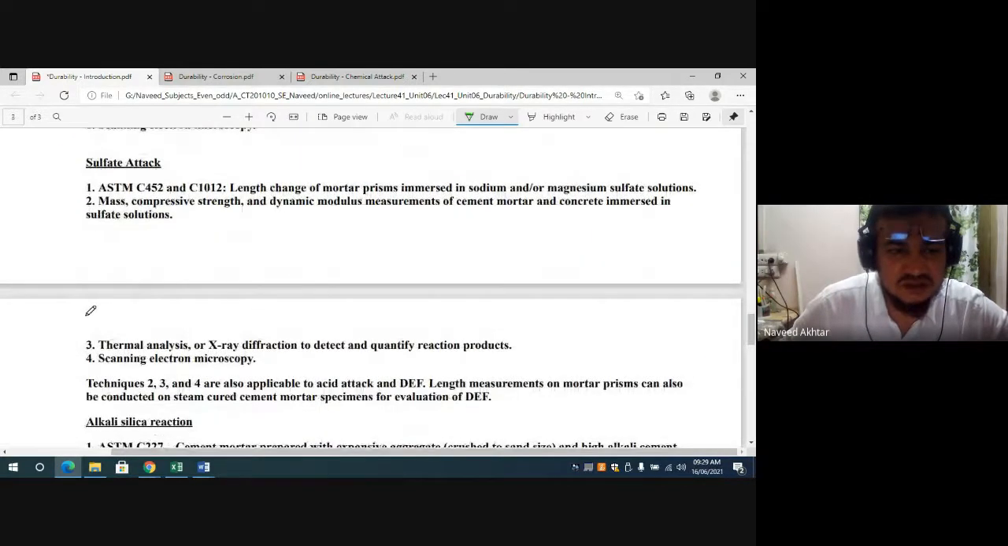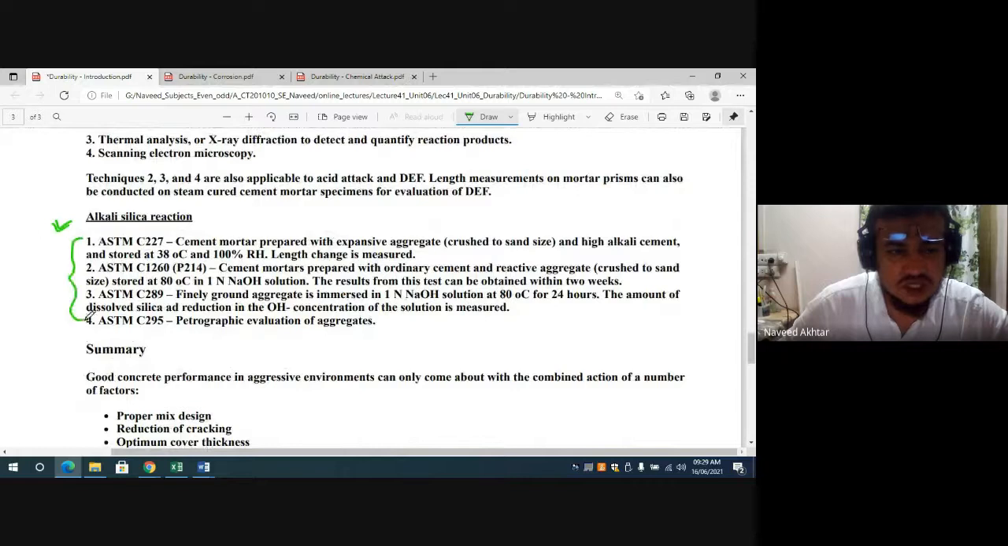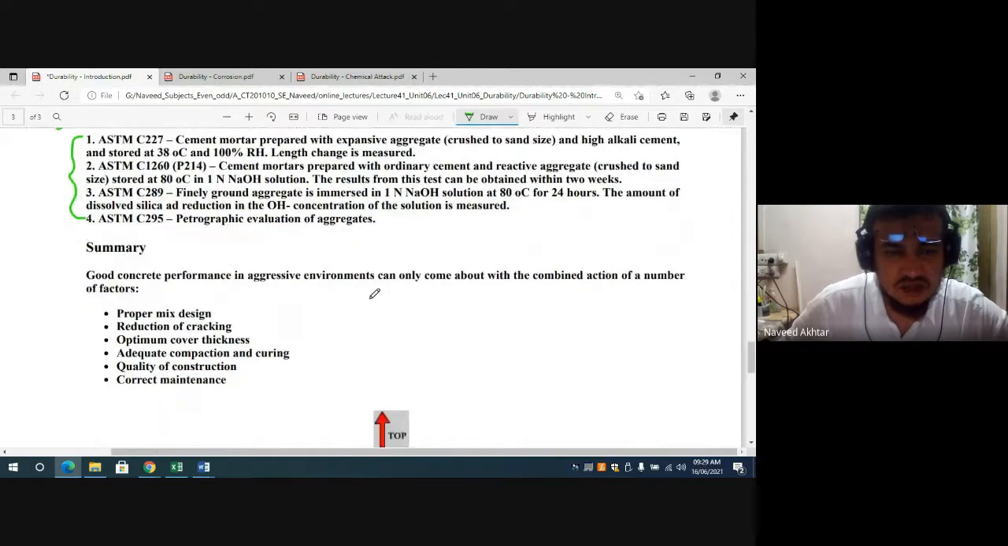The sulfate attack test you can do to find out, and then the alkali aggregate reaction, based on the different ASTM codes. You can see it being used, and you can observe the results.